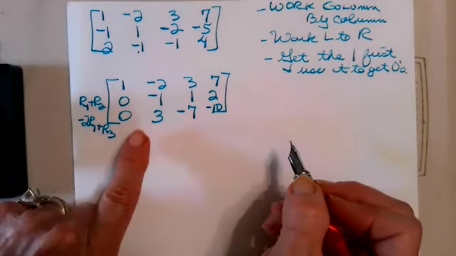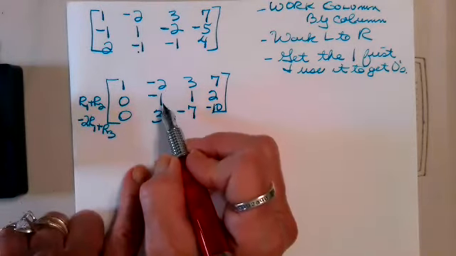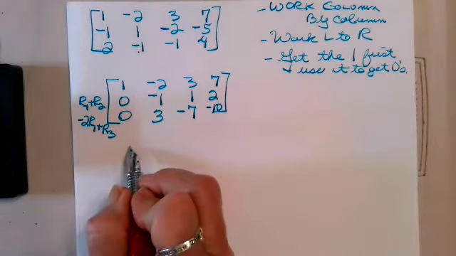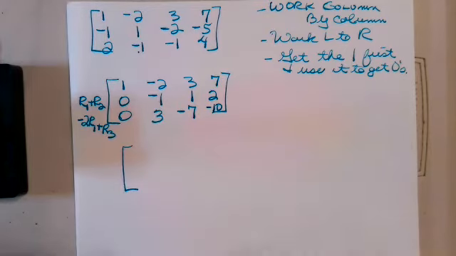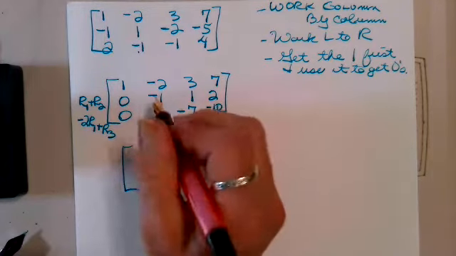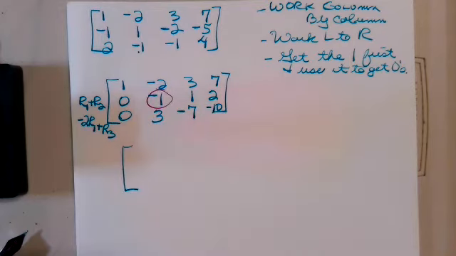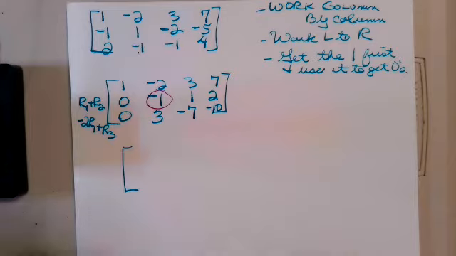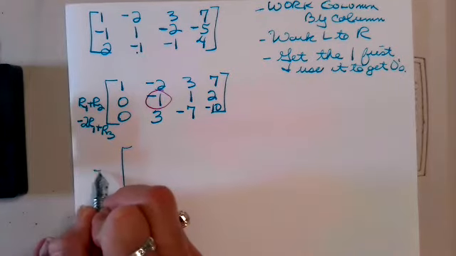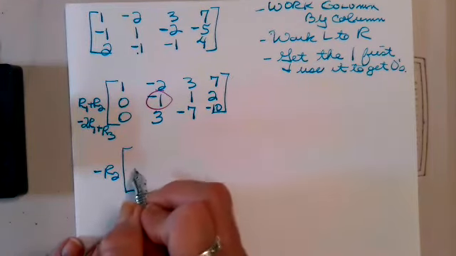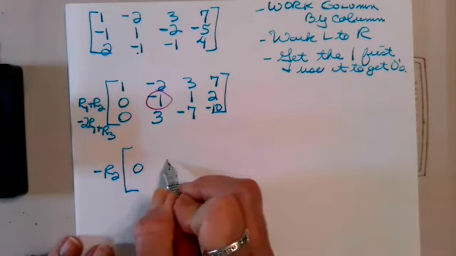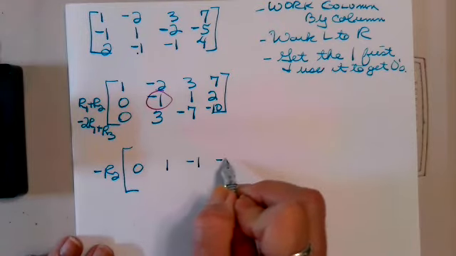Now I want to get the second column to look like 0, 1, 0. So the first thing I have to do is get the 1 in the correct place in the second column. And right now, in that second column, I have a minus 1. I want it to be a plus 1. What do I need to multiply row 2 by to get it to be a plus 1? Well, shouldn't be hard to figure out. I want to multiply it times minus 1. So that will be 0, 1, minus 1, minus 2.